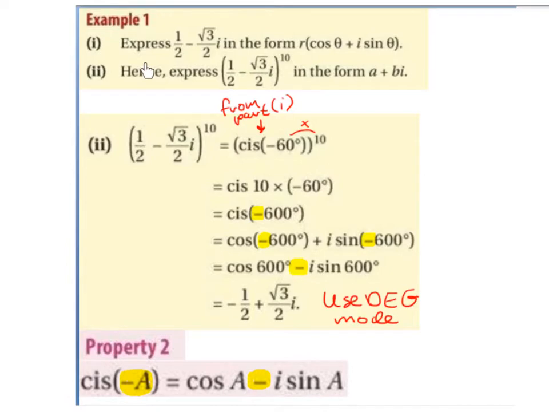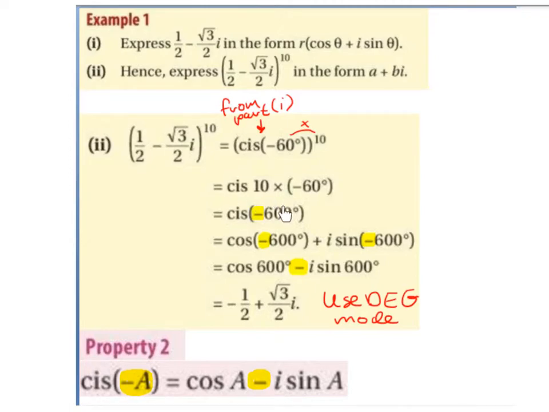Part 2, hence, which means using your answer from the previous section, express 1/2 minus root 3 over 2 i to the power of 10 in the form a plus bi. In part 1 we worked out that 1/2 minus root 3 over 2 i is equal to cis of minus 60 degrees. So now we're going to put cis minus 60 degrees to the power of 10. Then using De Moivre's theorem, we multiply the angle by the power. So we end up with cis 10 times minus 60 degrees, which is minus 600 degrees.